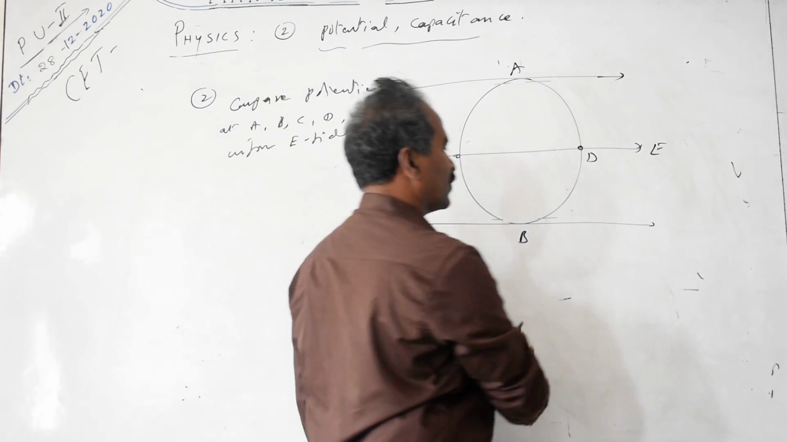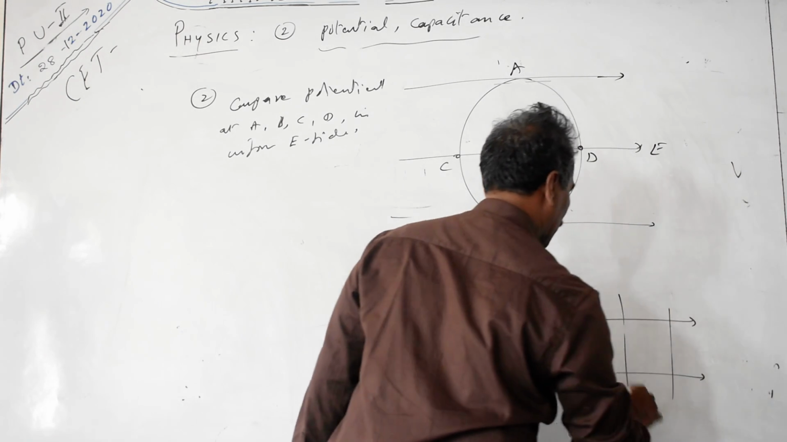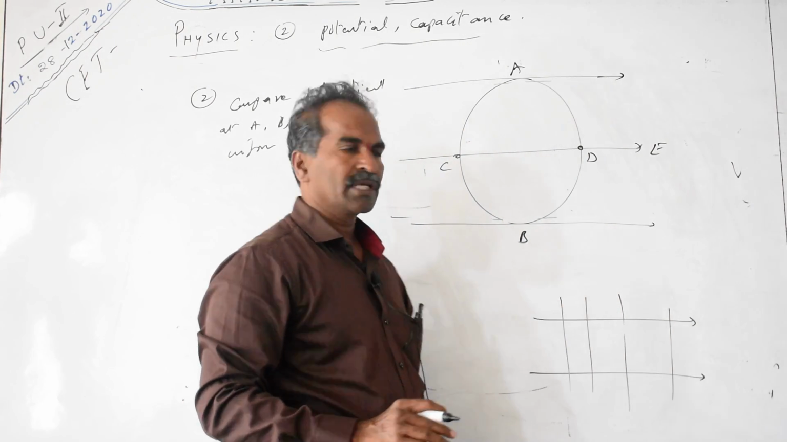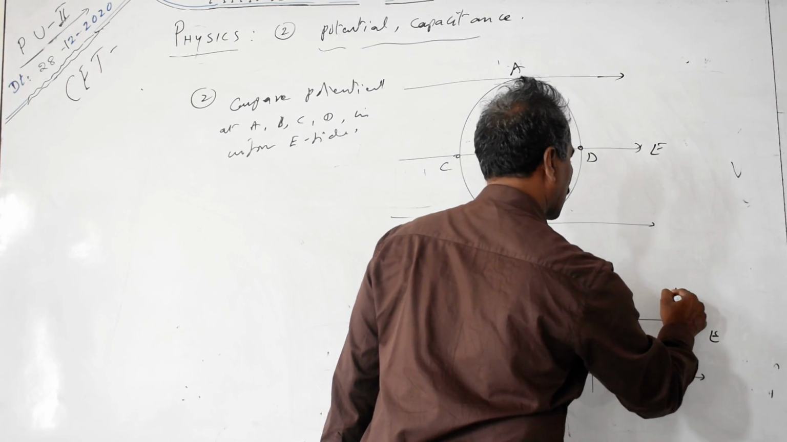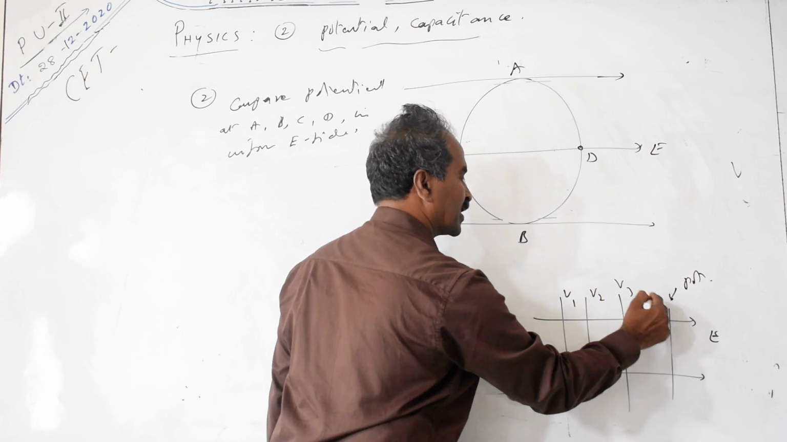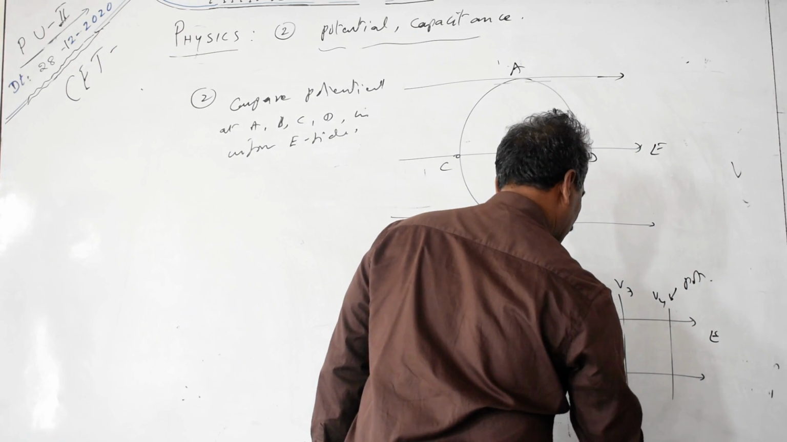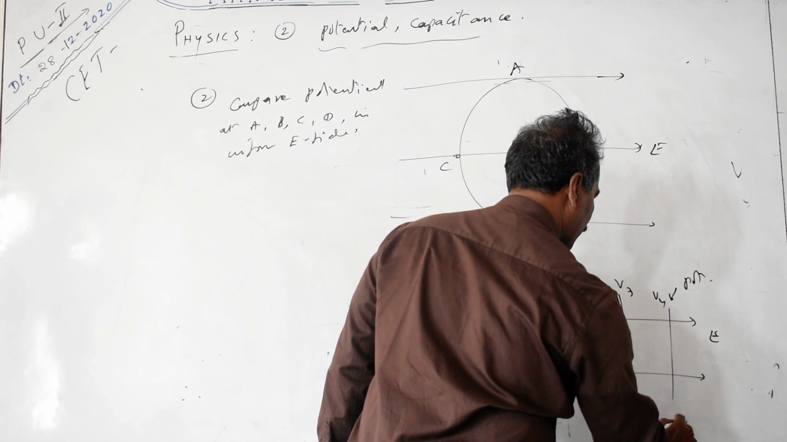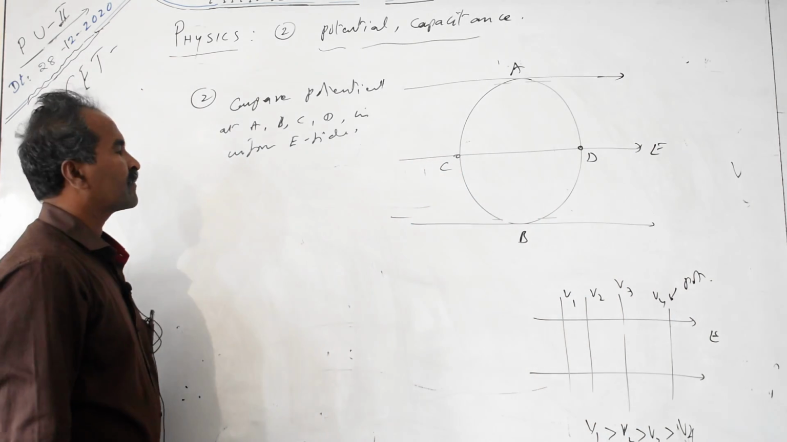You already know that in a uniform electric field, in the direction of the electric field, potential decreases. Equipotential surfaces are always perpendicular to the electric field, so you will find parallel planes of equipotential surfaces. These are the potential points, V1, V2, V3, V4. In the direction of the electric field, potential decreases, so V1 is greater than V2, greater than V3, greater than V4.